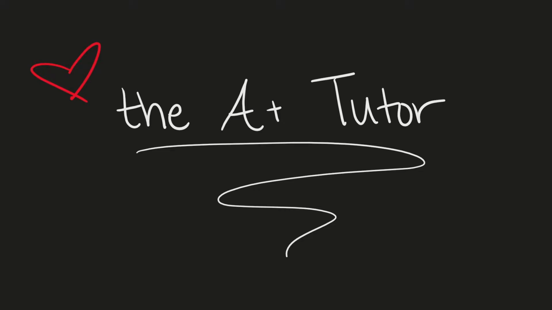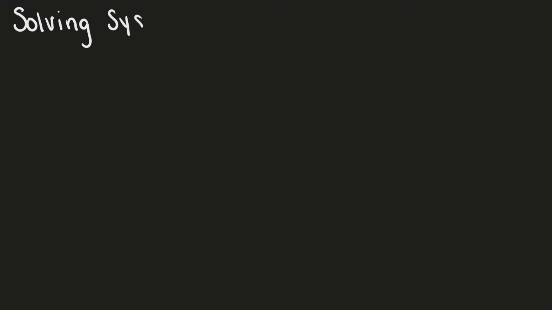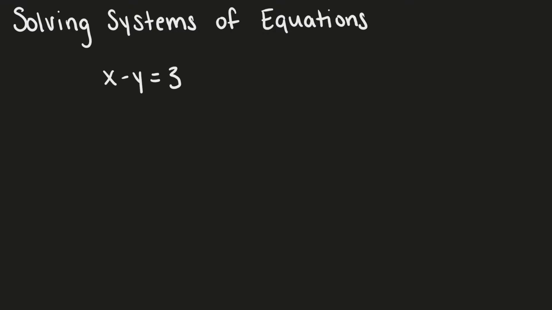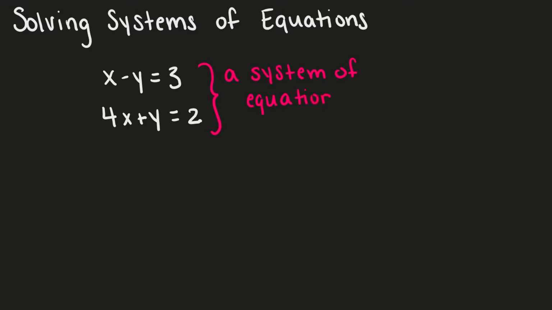Today we're going over solving systems of equations. A system of equations is simply represented by two or more equations. For example, x minus y equals 3 and 4x plus y equals 2 is a system of equations. When we solve systems of equations, we're looking for the point, the x and y value, that is true for all equations within the system.